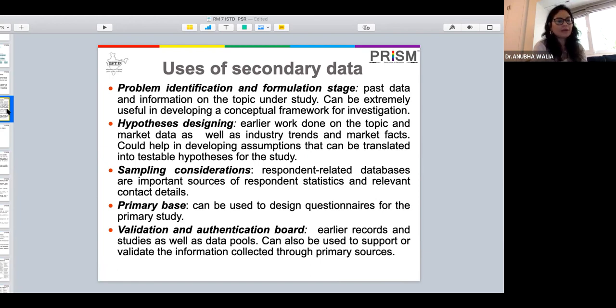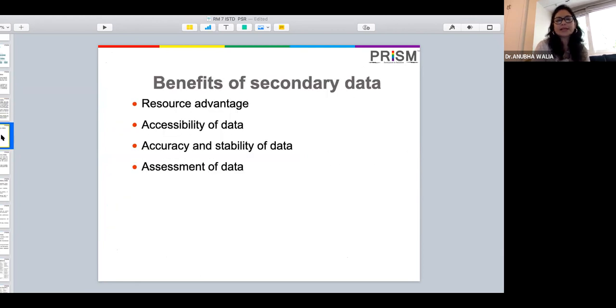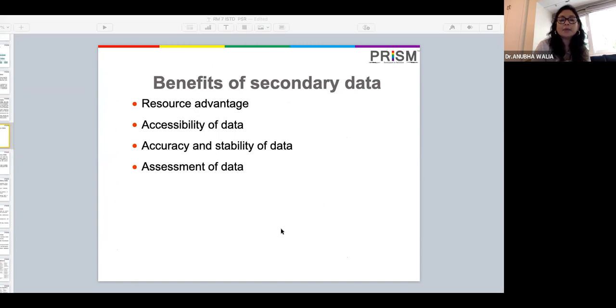And then finally, the validation and authentication of the board, which is focusing on the earlier records and studies which have been there for the data pool. And that is how it works. So you find that secondary data gets used very strongly by people, and it becomes very, very relevant and important. People are working a lot with secondary research, and there's nothing wrong in that. It plays a very relevant role in our life.